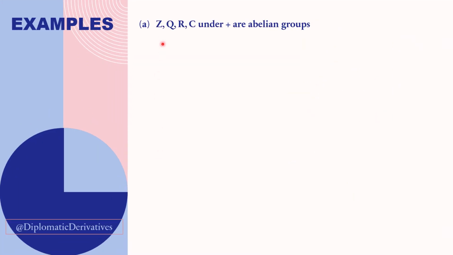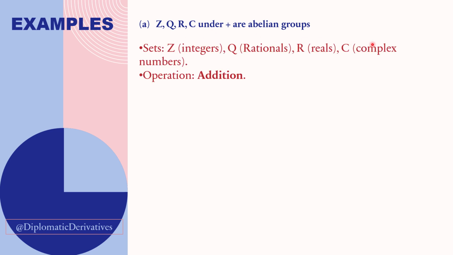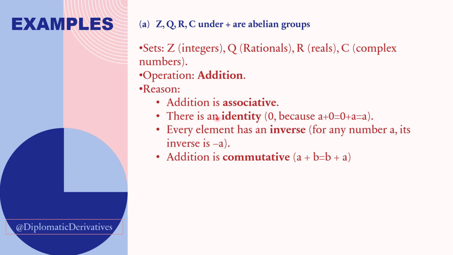So we take examples and explain them in detail. First, Z, Q, R, C under addition are abelian groups, that is integers, rationals, reals, and complex numbers. For these 4 sets, we have to prove that under addition they are abelian groups, meaning the commutative property is true. First, to prove it's abelian, we have to prove that these are groups. How do we prove that? Addition is associative. Take integers 2, 3, and 4: (2 plus 3) plus 4 is equal to 2 plus (3 plus 4), right? So it's associative. There is an identity element: in integers we have 0, and it's true for the rest of the sets as well.